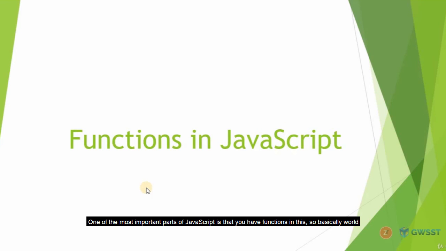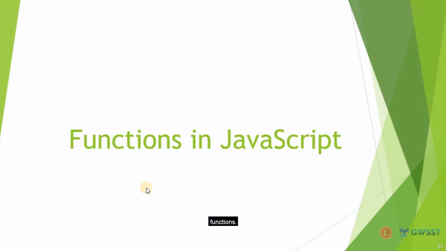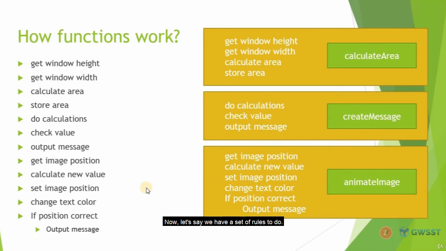One of the most important parts of JavaScript is that you have functions in this. So basically, what are functions? Now let's just say we have a set of rules to do. We have some set of methods to do, basically like getting the height of a window, getting the width of a window, or calculating area, checking a value, a lot of other things. So what we can do is group some of these together into separate pieces. We can call these separate pieces functions.